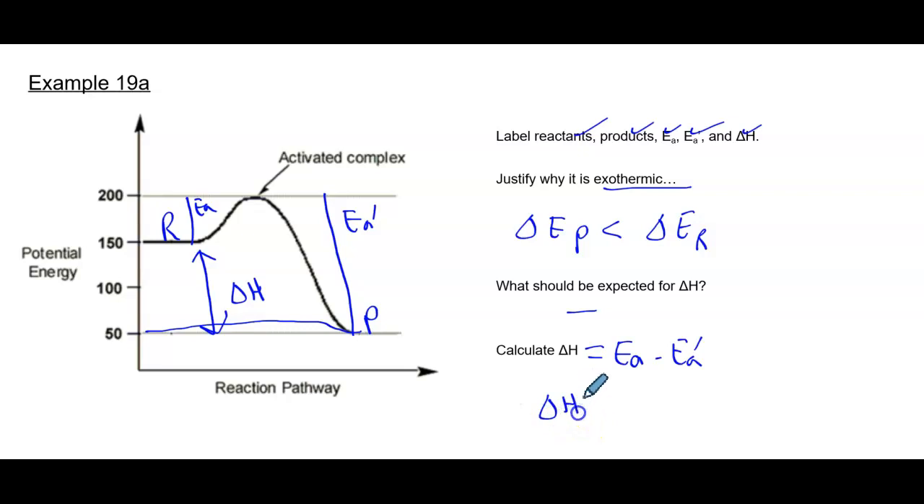We know delta H is equal to E sub A. Now, E sub A isn't from 0 to it, right? Because that's not E sub A. E sub A starts way up here. So be very careful to find it from the reactant bar to the top of the peak for your E sub A. So 150 to 200, that's 50. And then E sub A prime is from the product bar to the top of the peak. So 50, not 0, but 50, because this is where it starts. 50 to 200 is 150. So then I know it's negative 100. We're going to assume this is kilojoules. So we've been able to calculate and show that our delta H would be negative like expected.